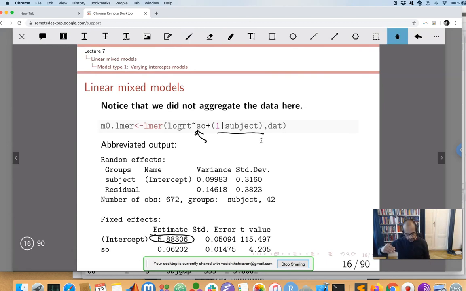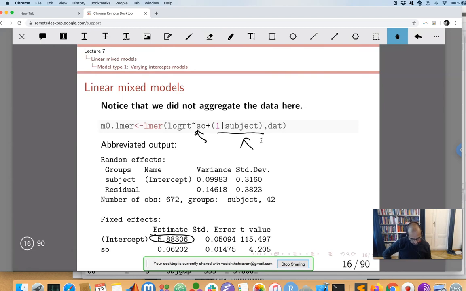What this piece of code, the one vertical bar subject, is doing is specifying the deviation. It's ensuring that every subject has an adjustment around this grand mean. If a subject is slower than the grand mean, then I have to add an adjustment to that subject's intercept to represent the fact that that subject is slower. If a subject is faster than the grand mean, then I have to add a negative adjustment to represent the fact that that subject is faster than the grand mean.